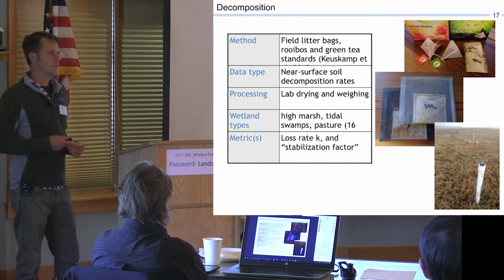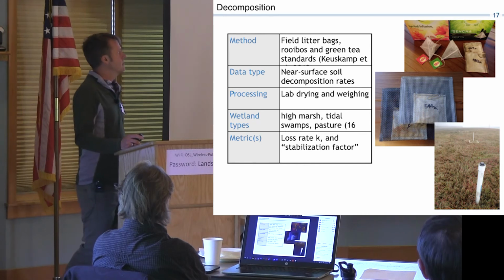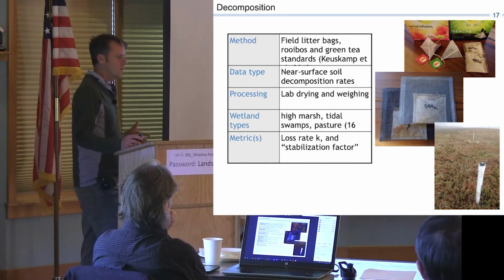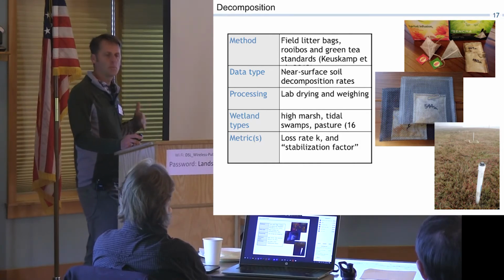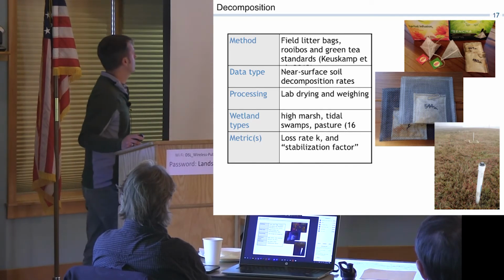This is a standard method that was developed over the last 8 to 10 years, and it uses two types of tea placed in litter bags. The advantage of that is that the initial publications on this method have worked out the composition of the tea and the expected decay rates and so forth.